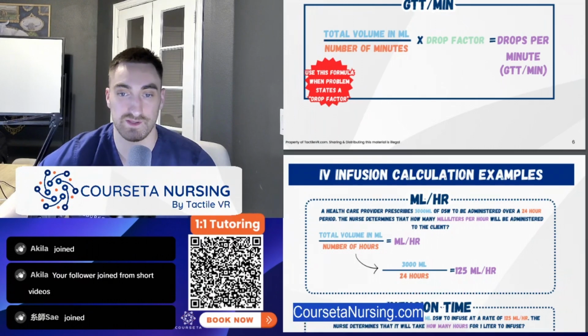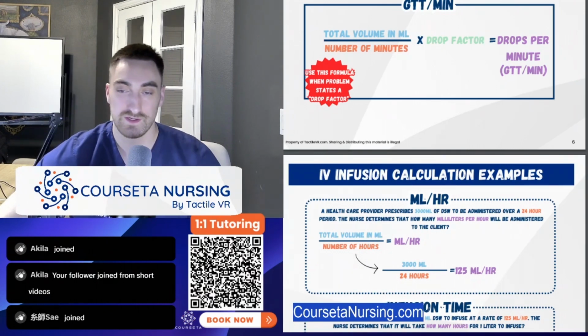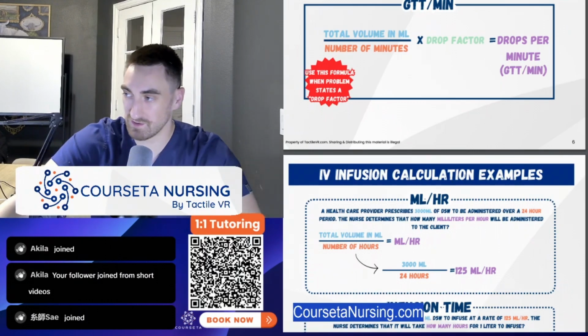All right, so we would put 3,000. How many hours do they want it administered over? Well, they want it to be administered over a 24-hour period. So number of hours, 24 hours. And it's just that simple. You just divide those, and you would get 125 mLs per hour. So that's the very common question that you'll get on your dosage calc exam.